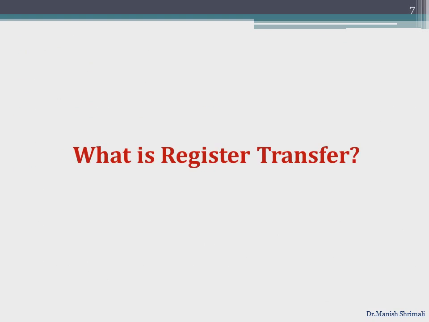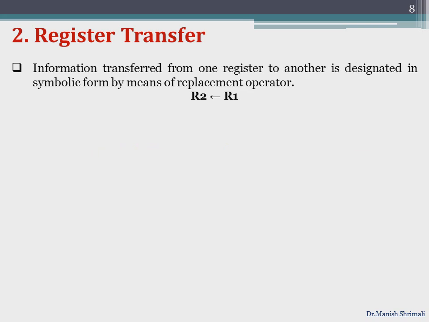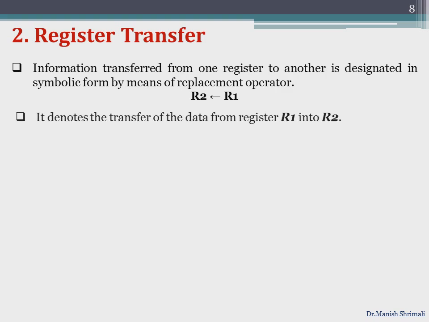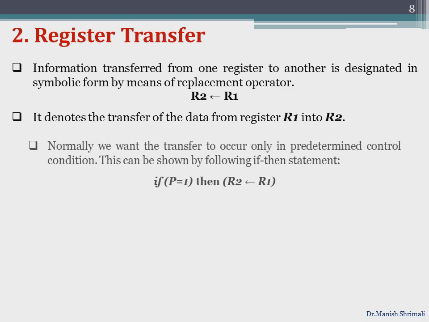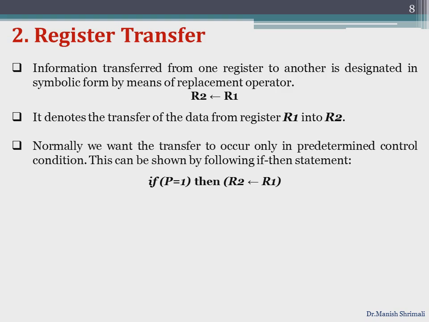What is register transfer? The information transferred from one register to another is designated in symbolic form by means of a replacement operator. As you can see, we have shown a register R2 and a register R1. An arrow is pointing to the register R2. It denotes the transfer of the data from register R1 into R2. Normally we want the transfer to occur only under predetermined control conditions.